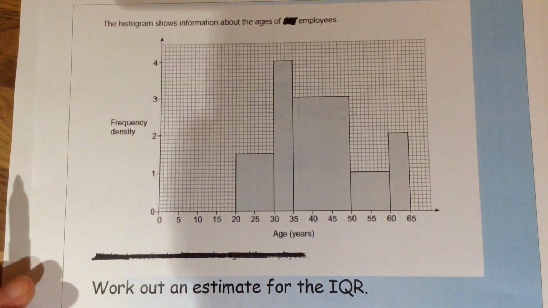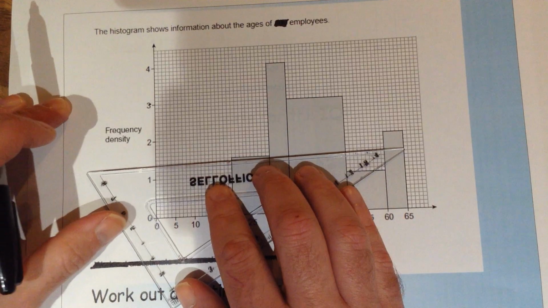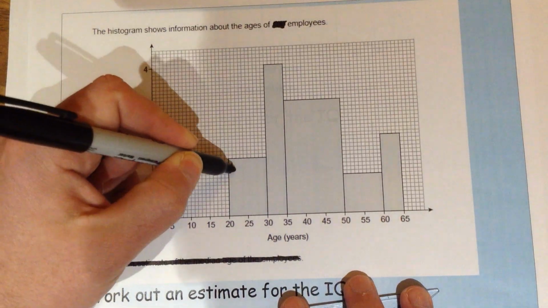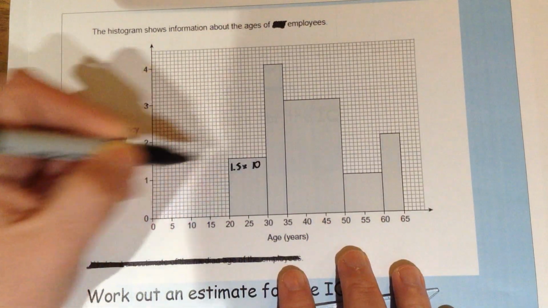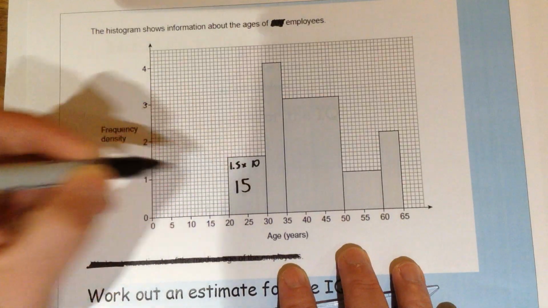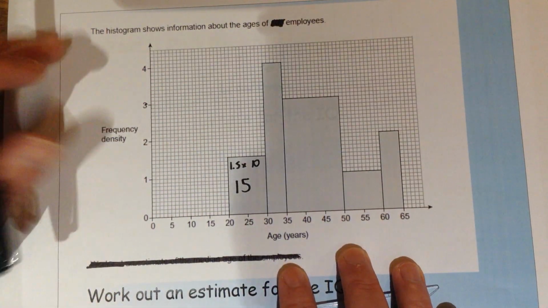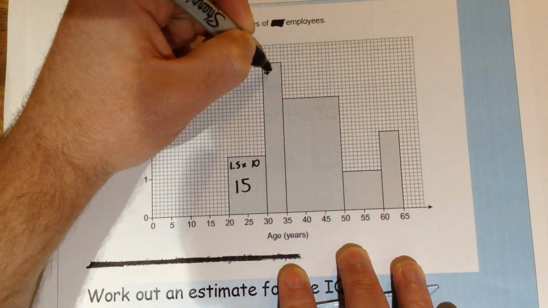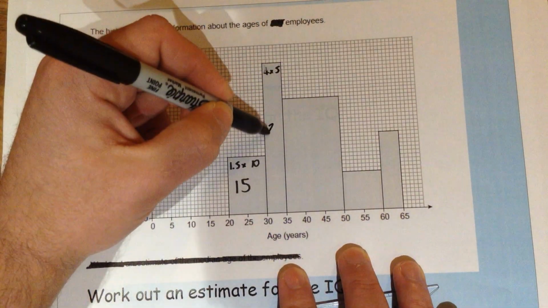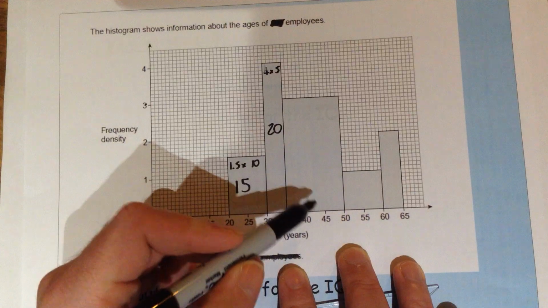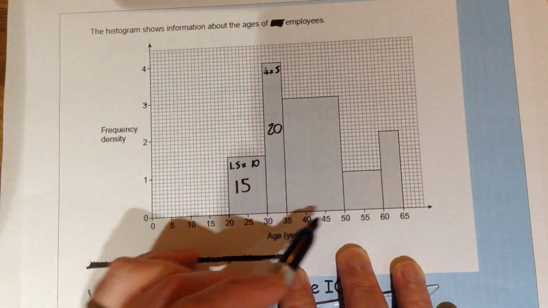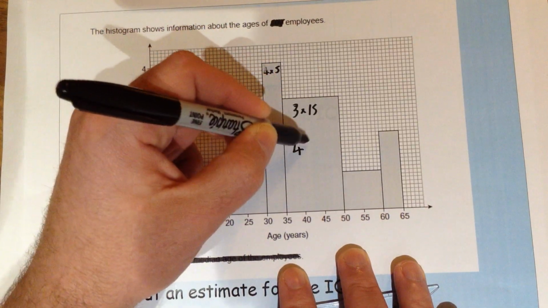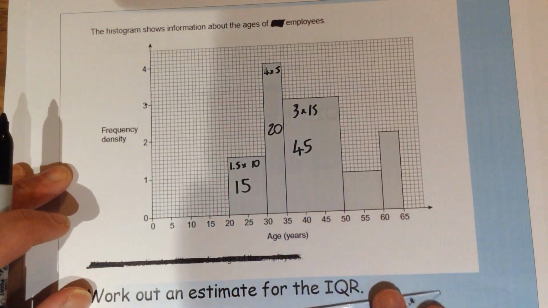So for this first one, just to read off a little bit easier, it's got a height of 1.5 and a width of 10, so 1.5 times 10, that bar represents 15 people. This bar here has got a height of 4 and a width of 5, so it represents 20 people. The next bar along has got a height of 3 and a width of 15, so 3 times 15, 45 people are represented by this bar.